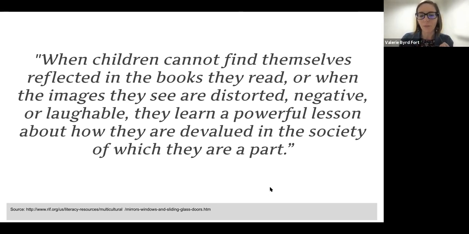It's critical. And yes, creates empathy, Kate, going back to why diverse books are so important. Thank you.